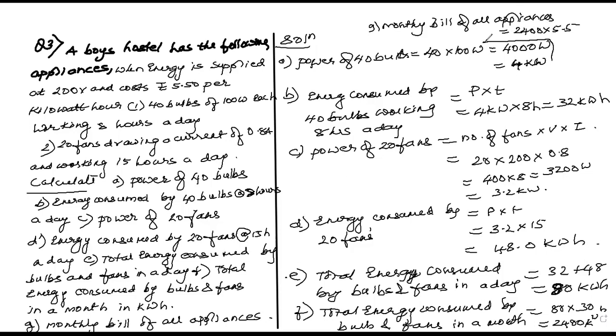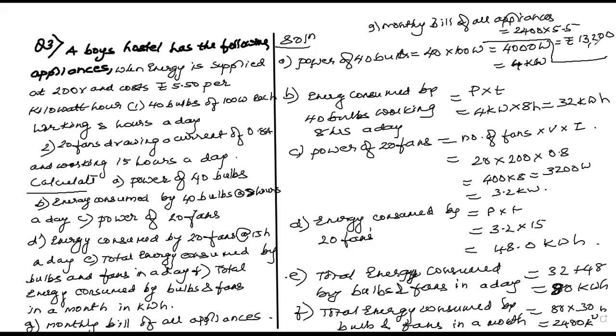So how much do you get? Please have a look here, children. The G part, monthly bill of all appliances equals 2,400 into 5.5. How much will it be? 13,200 rupees.